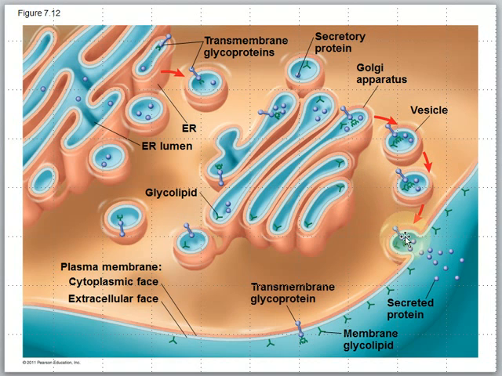As that fuses to the outer wall, the plasma membrane, what was the inside of the vesicle becomes the outside of the cell membrane. And what was the outside of the vesicle becomes the inside of the cell membrane. So that determines where these different proteins and carbohydrates and molecules are going to be, whether or not they were originally on the inside or the outside of the vesicle. That determines whether or not they're going to be on the inside or the outside of the cell membrane.